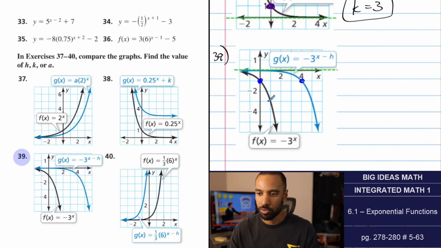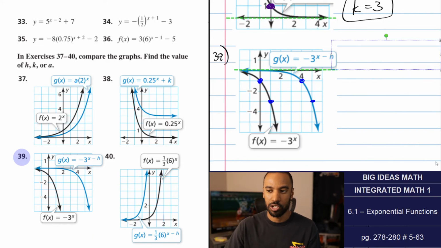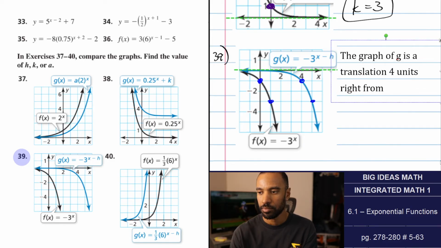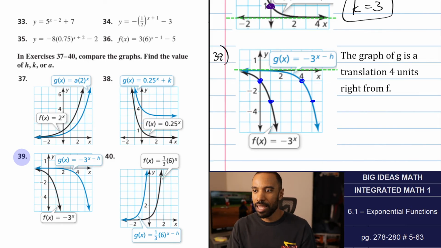This went 4 units right. This went 1, 2, 3, 4 units right. Clearly, it's a 4 units right thing. So the graph of G is a translation 4 units to the right from F. Therefore, H is 4. H is 4, and it is just 4.